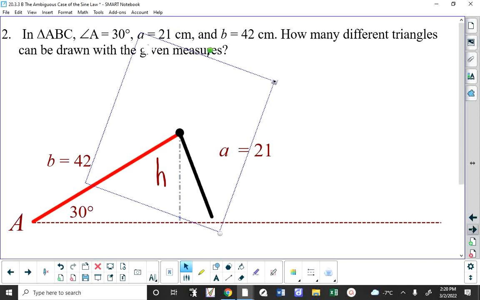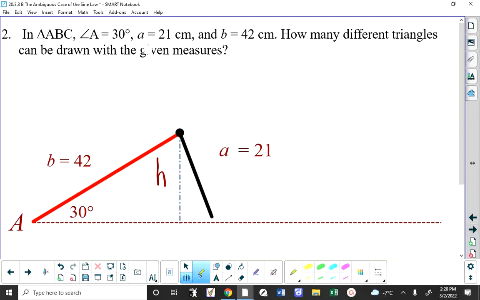Well, what is the height of this triangle? If I said to you, find h in this triangle, then you could use the Pythagorean theorem. You could look at this triangle and say that sine of 30 degrees is the height of the triangle, which is opposite. So h here stands for the height, which is opposite to the 30. It doesn't stand for hypotenuse. Over the hypotenuse, which is 42.